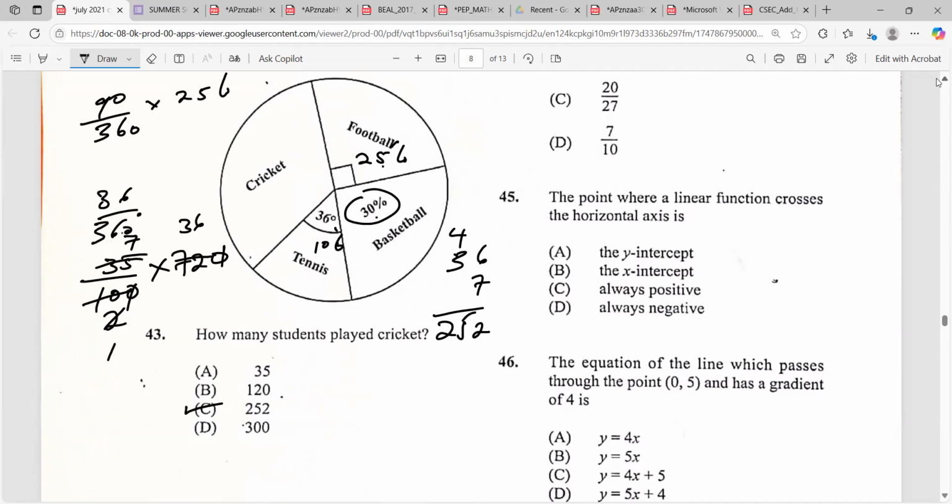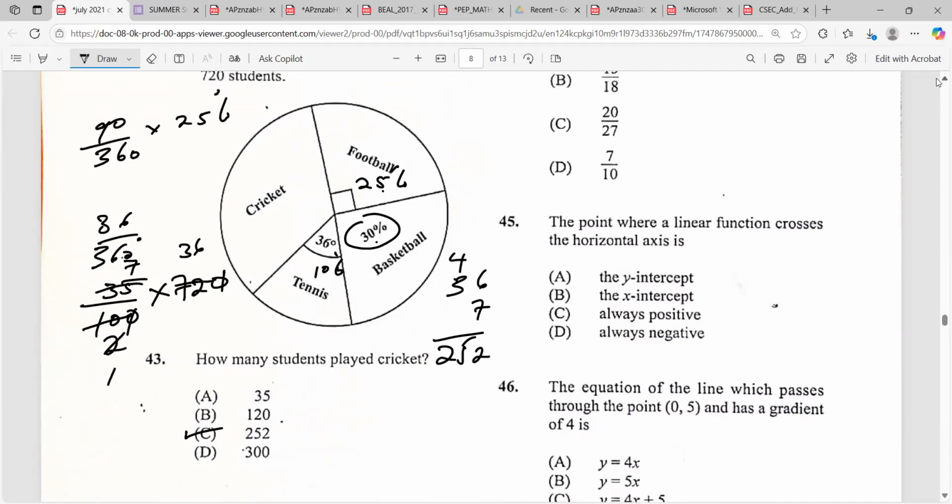Why would they use 720? Because remember, the entire circle is 360 degrees. But if you use the percent, it means 30% of the 720. Okay, I use 360. Yeah, that's why I got it wrong. All right.